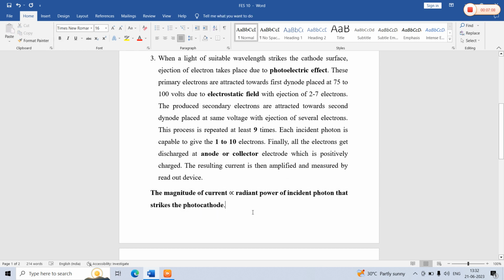The magnitude of current given by the readout system, or the digital signal, is directly proportional to the amount of radiation incident on the cathode surface, or we can say the photocathode surface. It is also called a photoemissive surface because it gives emission of electrons from its surface. So the cathode surface is also nothing but the photoemissive surface.